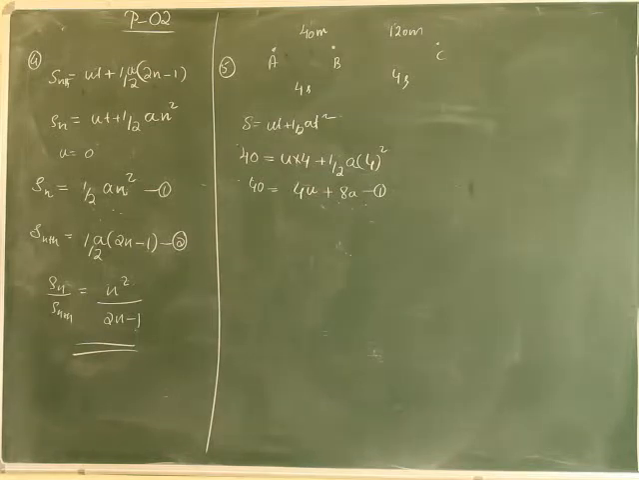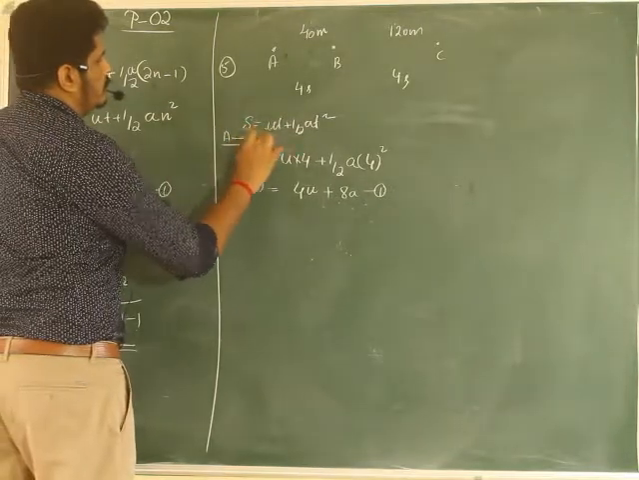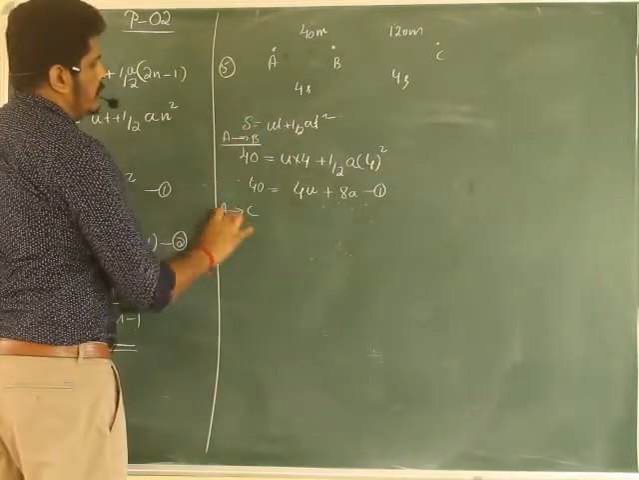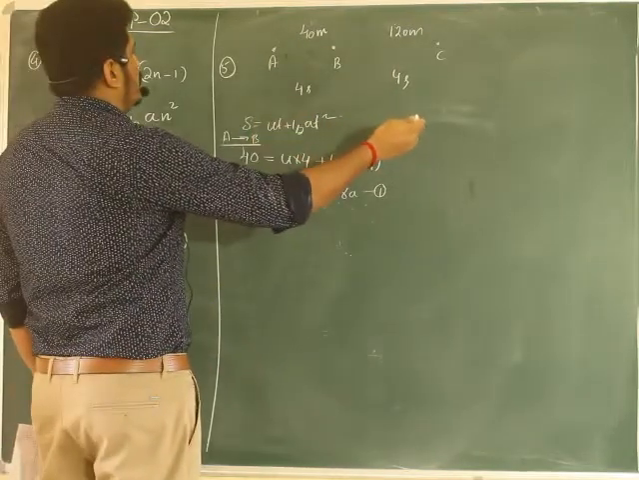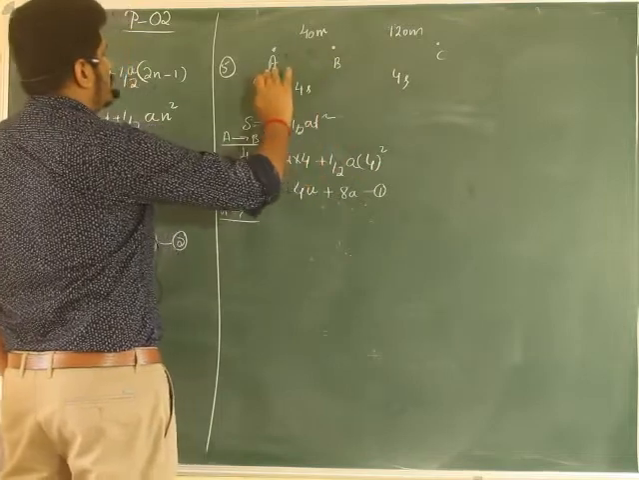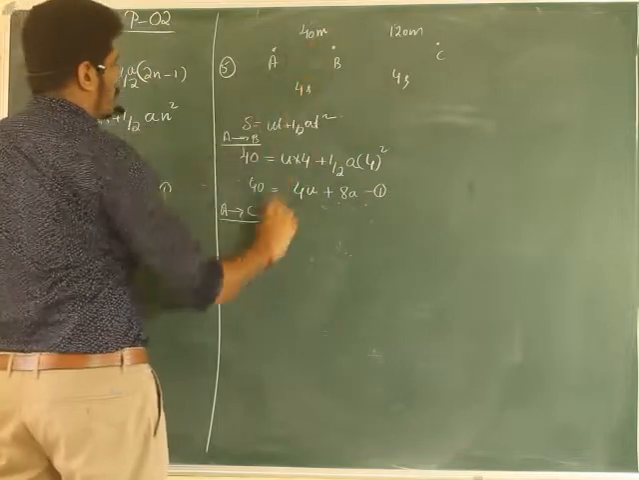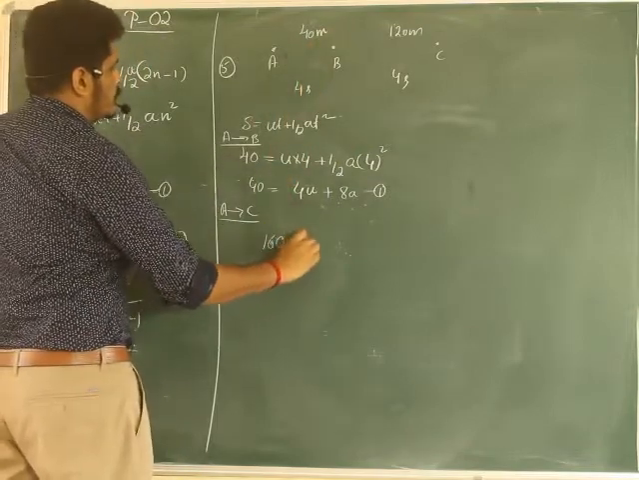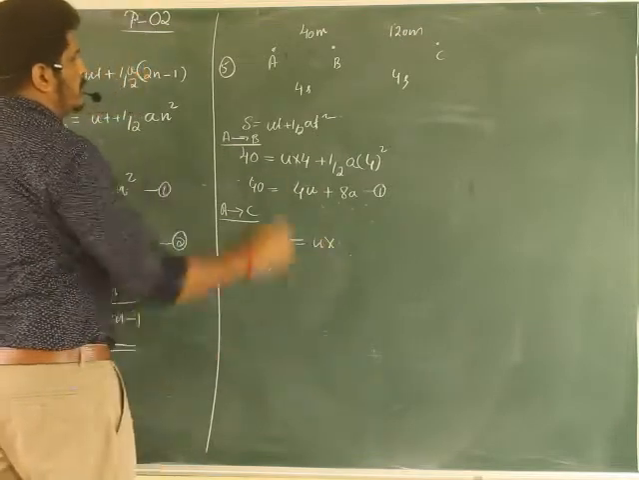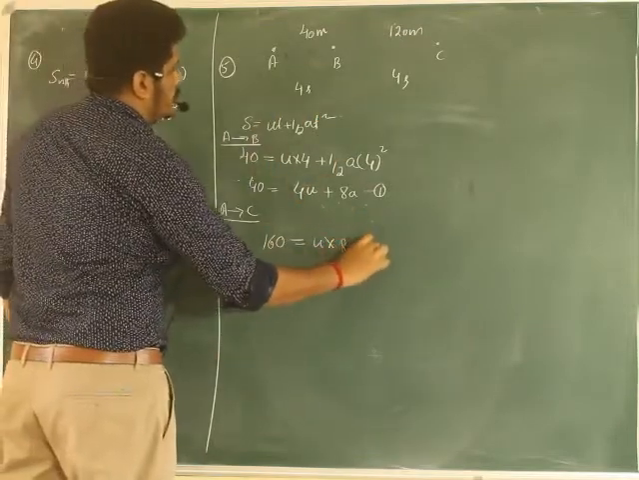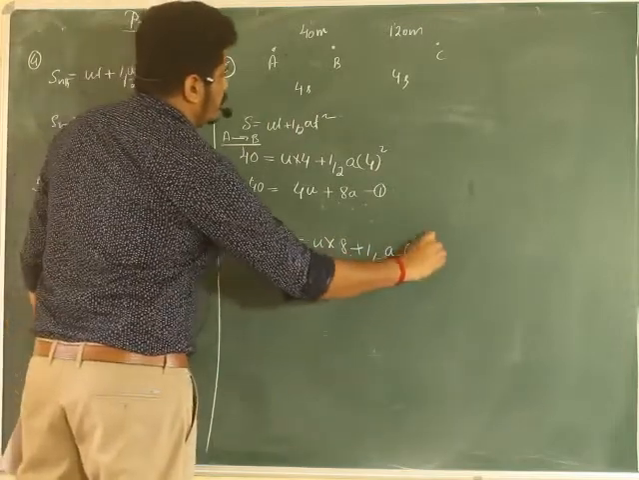Now what do I do? From A to C I will take. Okay, so this is A to B. Now A to C I will take. A to C, what is the total distance? From B to C it is 120, because here I am taking the total distance from A to C. So 40 plus 120 it is 160 equal to, what is the initial velocity? Don't know. So u into t, time taken from A to C is 8 seconds, right? Plus half into a, t square, t means total time, 8 square.